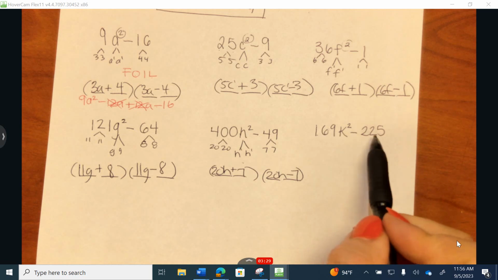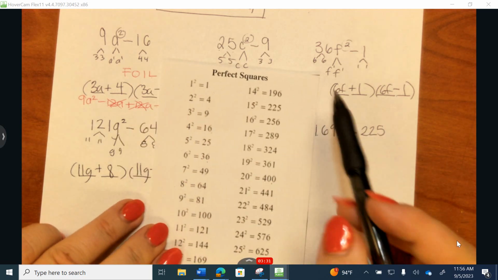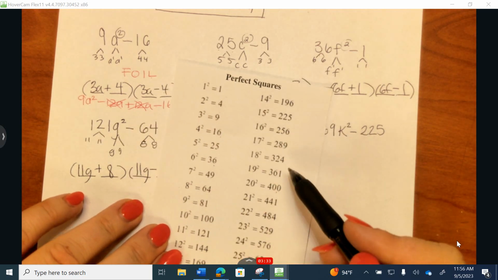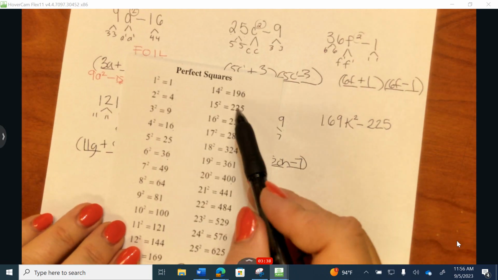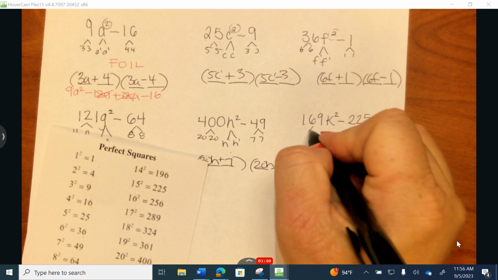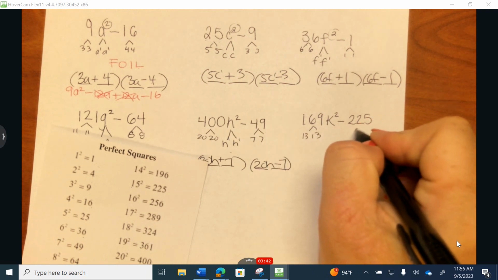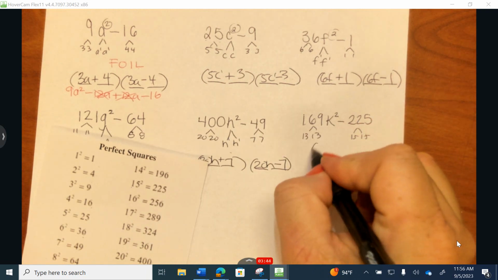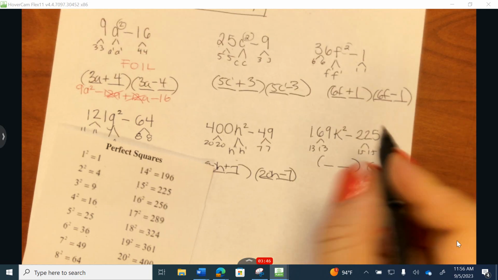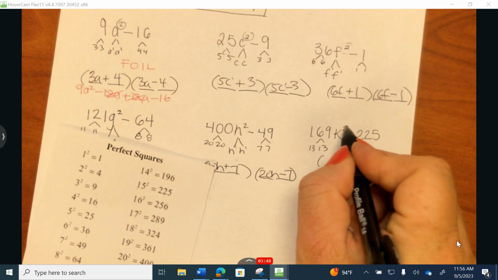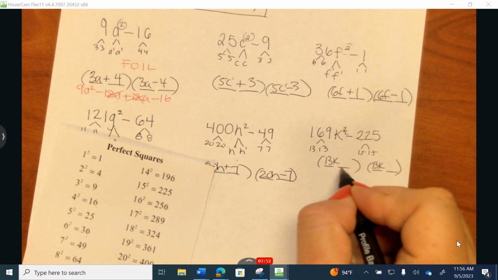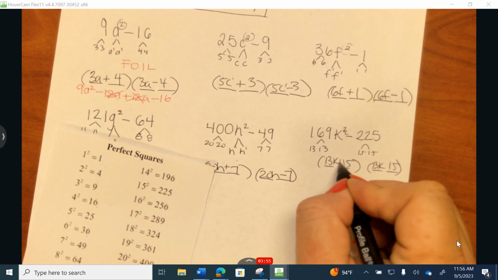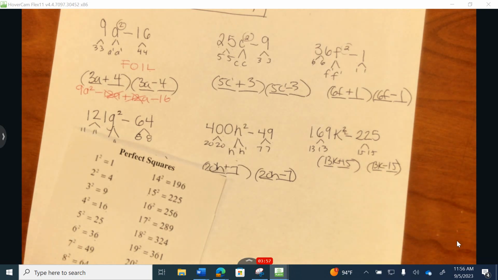Okay, 169 and 225. 169 is, let's see, do we see it here? Here it is. 13 times 13. 225 is 15 times 15. So when we divide this 2, we get 1, so 13K and 13K, and in back we have 15 and 15. In between, one is addition and one is subtraction.